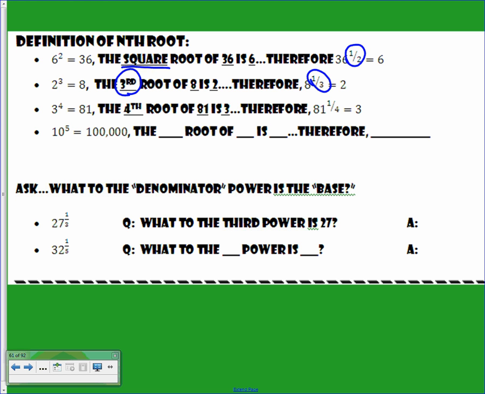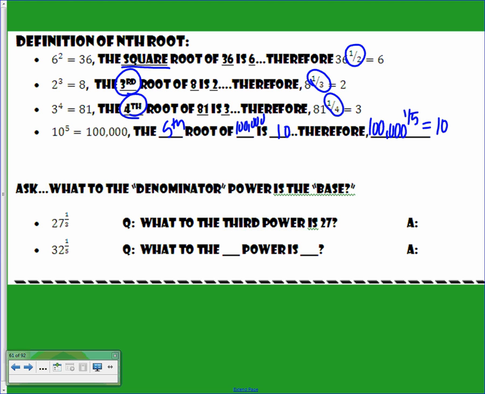We know that 3 to the 4th is 81, so the fourth root of 81 is 3, and 81 to the 1/4 is 3. If we know that 10 to the 5th is 100,000, then the fifth root of 100,000 is 10. Therefore, 100,000 to the 1/5 is 10. So you're just working yourself backwards. It's just a different way to say things.